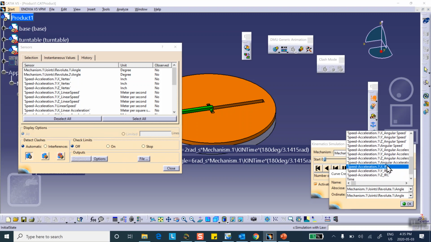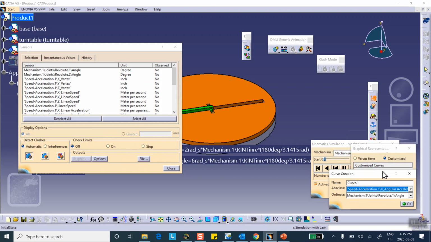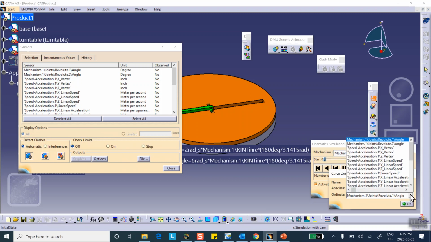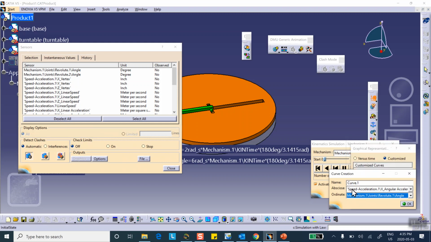not x angular acceleration, right there, versus angle. Angle, and this is the angle of the rod. See that joint one, revolute one? So it's going to give me a plot of x component of angular acceleration versus the angle. I say, okay.